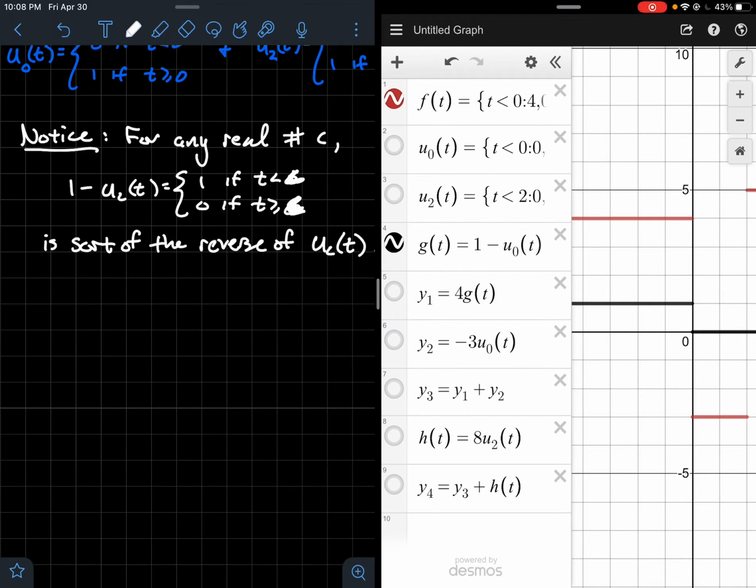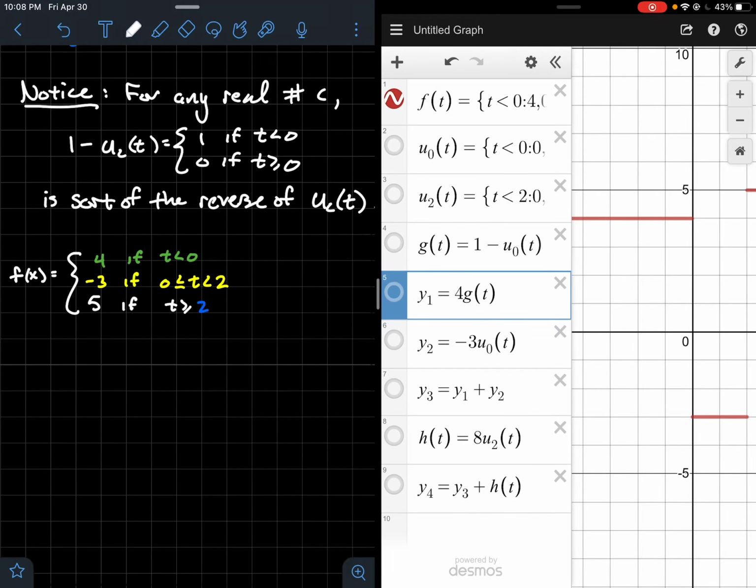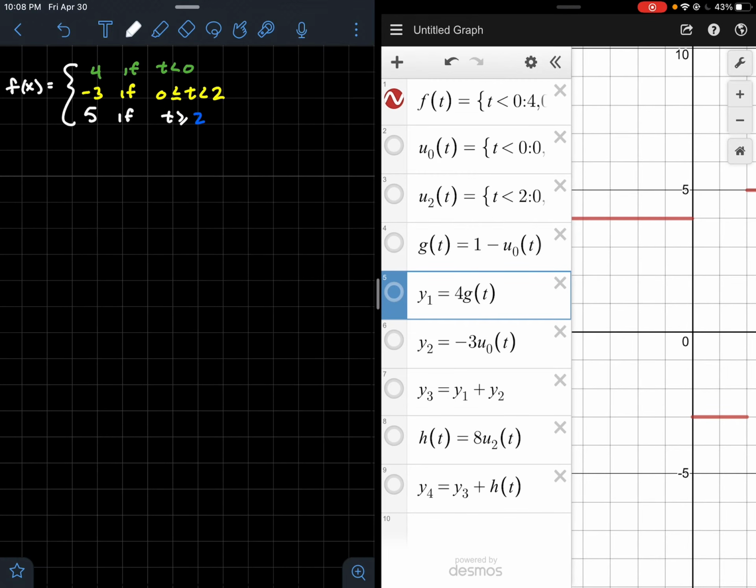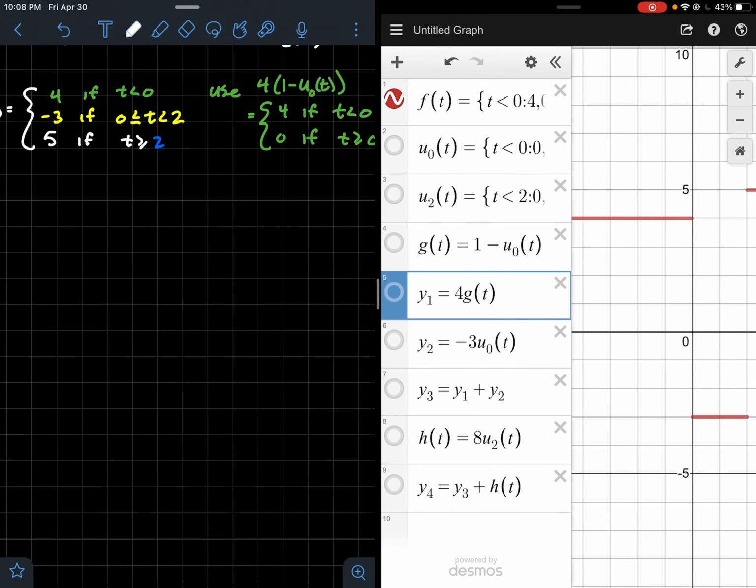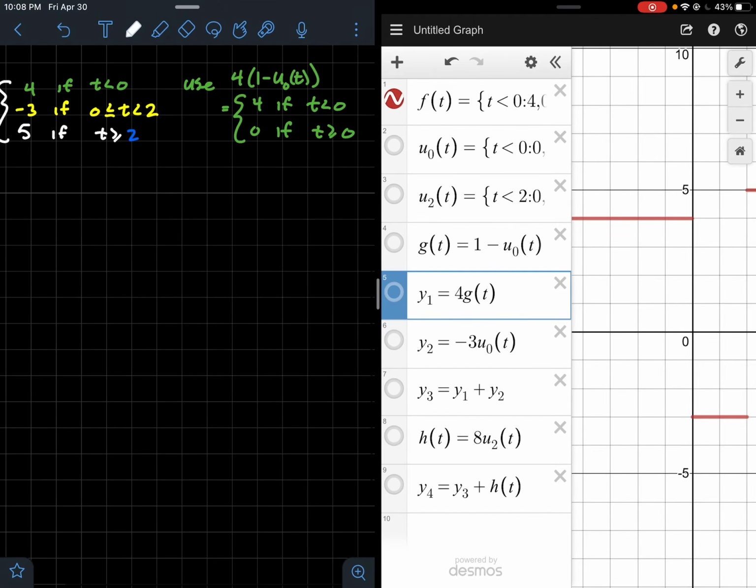So the function we're going to look at is not just g, we're going to look at 4 times g. And now just what I want you to notice, when I do that, the red on the left is modeled by 4 times g. So that'll be part of my answer. So just to write down some of the algebra here, how do I model the first part? We should use 4 times 1 minus u0 of t. And that is the step function that is 4 if t is less than 0, and 0 if t is greater than or equal to 0.